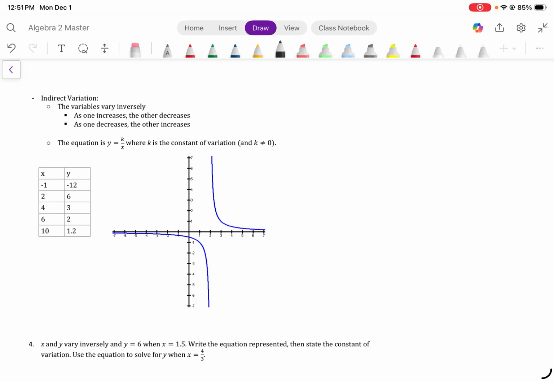In this video, we're going to talk about indirect variation. Indirect is different than direct, and it's almost the opposite. This has variables varying inversely, meaning as one variable gets larger, the other variable gets smaller. So if one gets smaller, the other one gets larger. The equation for this is y is equal to k over x, where k is the constant of variation and x is also not equal to 0.